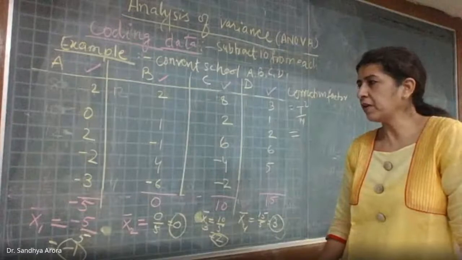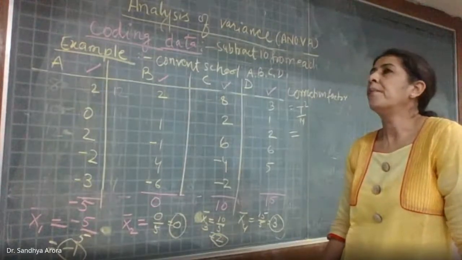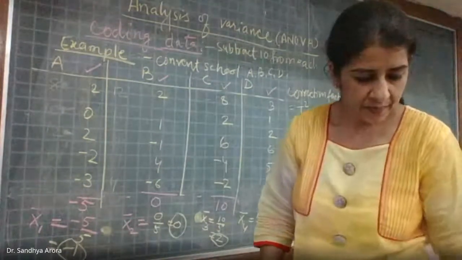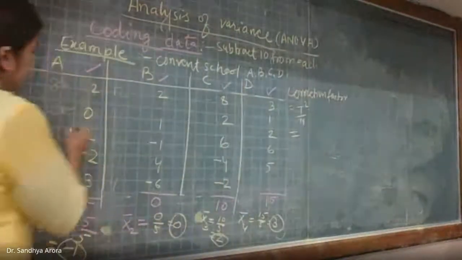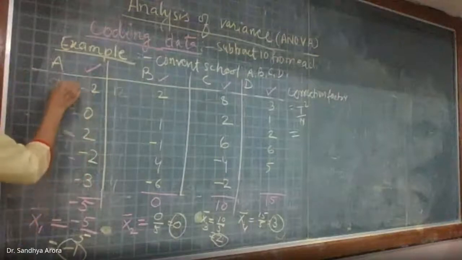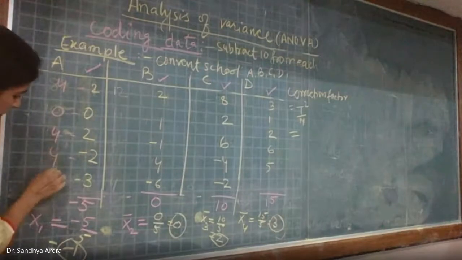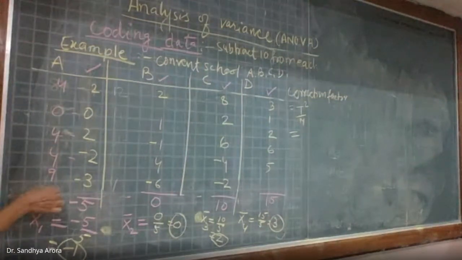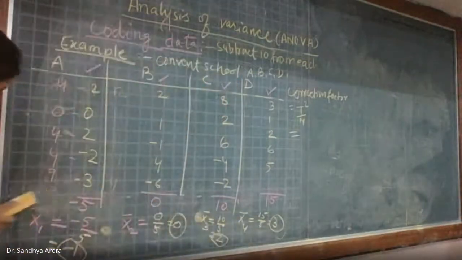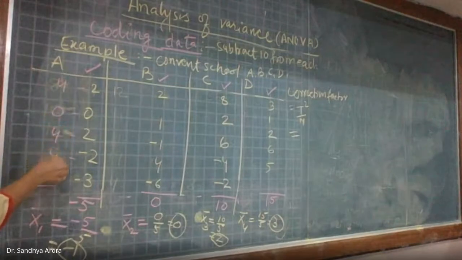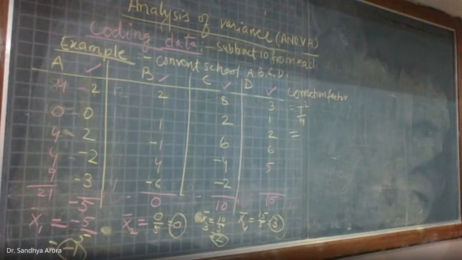How will you calculate the correction factor? क्या करना है तुमको सबसे पहले? Squaring of each data. Square of each data: 2 का square 4, 4 का square 0, 2 का square 4, minus 2 का square भी 4, 3 का square 9. Summation कितना हुआ? How much is the summation? 4, 4, 8, 4, 12, 12 और 9. Yes, correct?